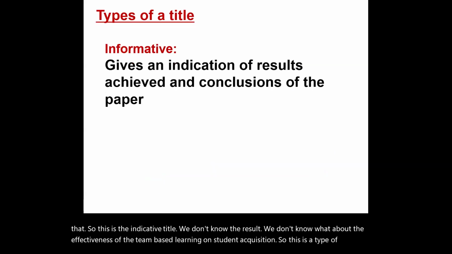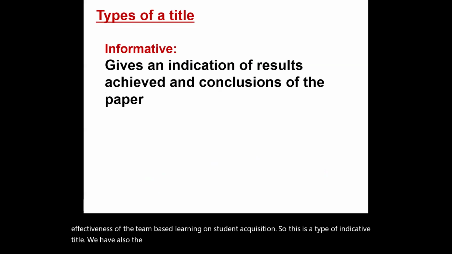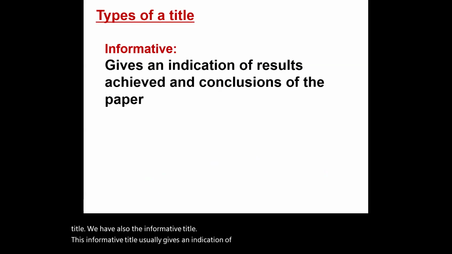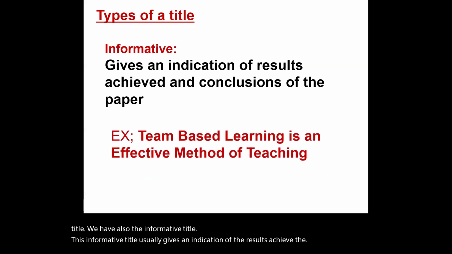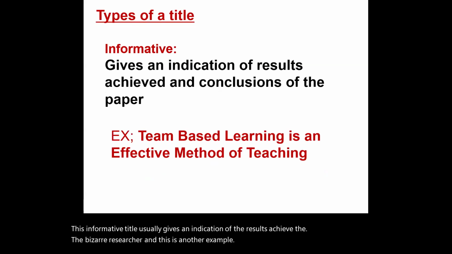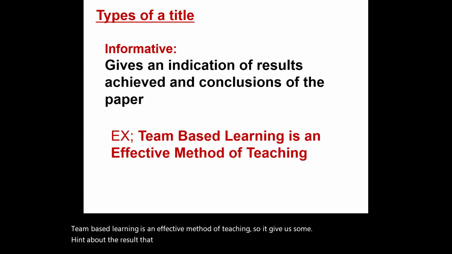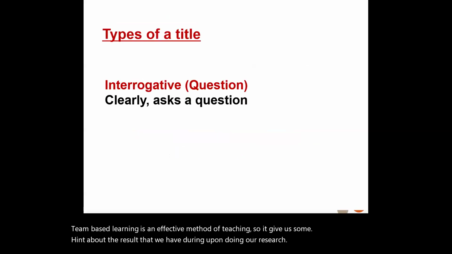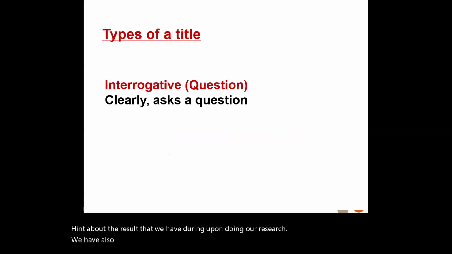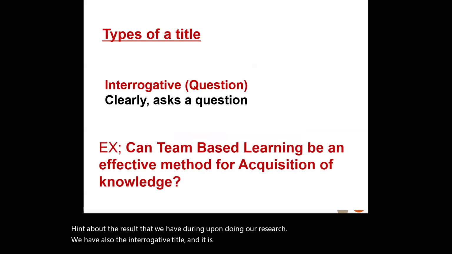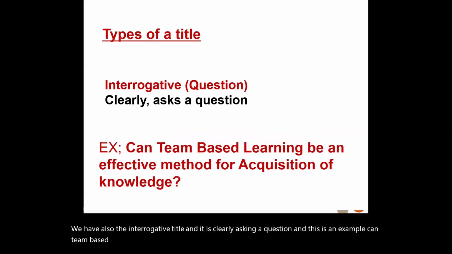We have also the informative title. This informative title usually gives an indication of the results achieved by the researcher. And this is another example: Team-based learning is an effective method of teaching. So it gives us some hint about the result that we have upon doing our research. We have also the interrogative title, and it is clearly asking a question. And this is an example: Can team-based learning be an effective method for acquisition of knowledge?